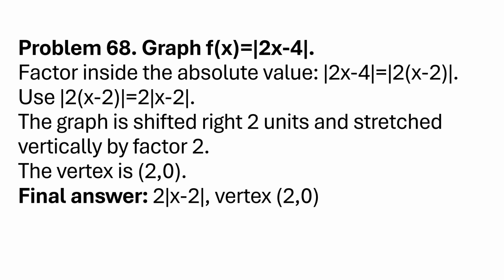We are asked to graph the function absolute value of 2x minus 4. Factor out the 2 inside the absolute value. This becomes 2 times the absolute value of x minus 2. The graph is shifted 2 units right and stretched vertically by a factor of 2. The vertex is located at 2, 0.